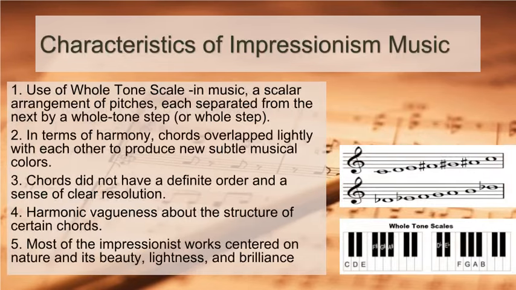Characteristics of Impressionism music. First is the use of whole tone scale in music, a scalar arrangement of pitches, each separated from the next by a whole tone step, or whole step. Then, in terms of harmony, chords overlapped lightly with each other to produce new subtle musical colors. Next, chords did not have a definite order and a sense of clear resolution. Other features include the lack of a tonic-dominant relationship, which normally gives the feeling of finality to a piece, moods and textures. Next, harmonic vagueness about the structure of certain chords. Lastly, most of the Impressionist works centered on nature and its beauty, lightness, and brilliance.